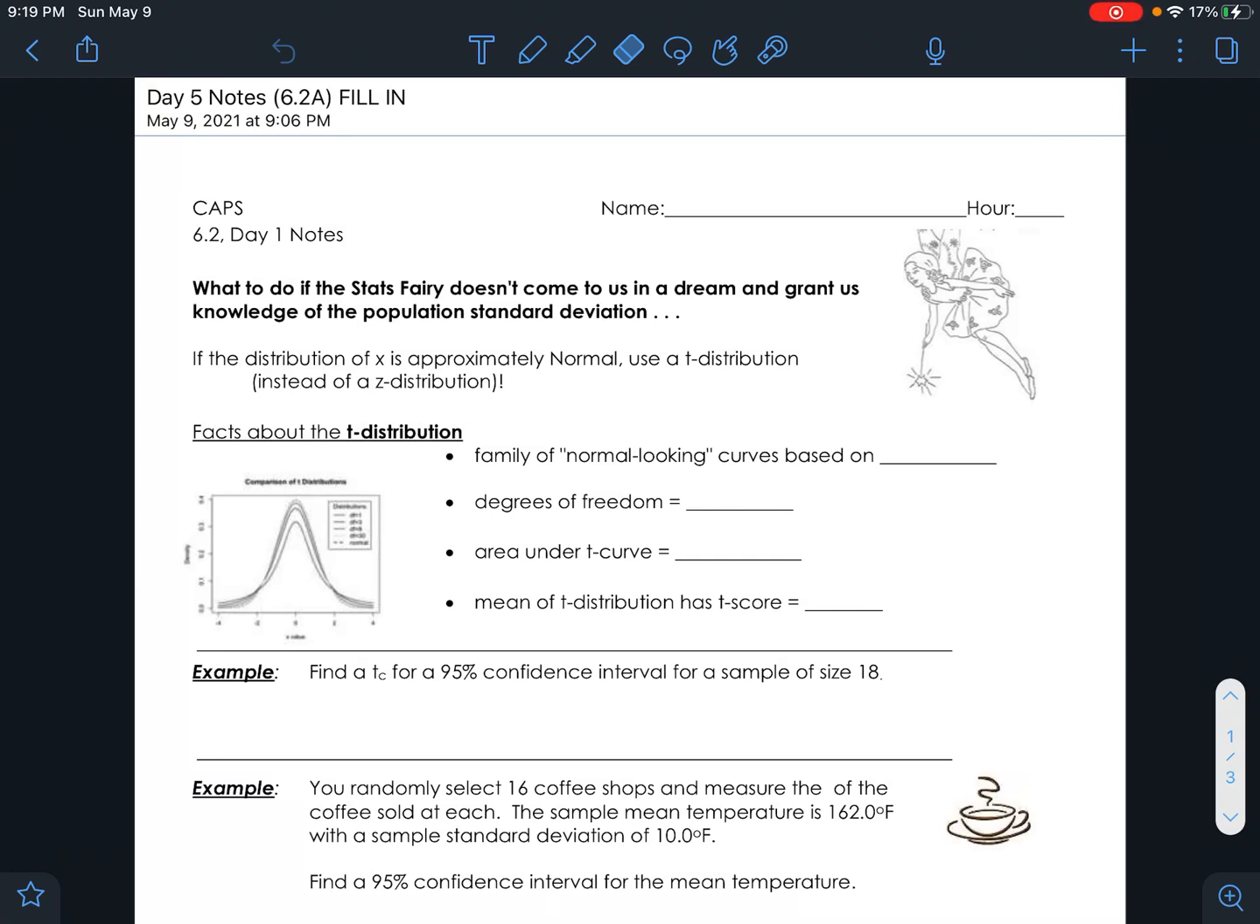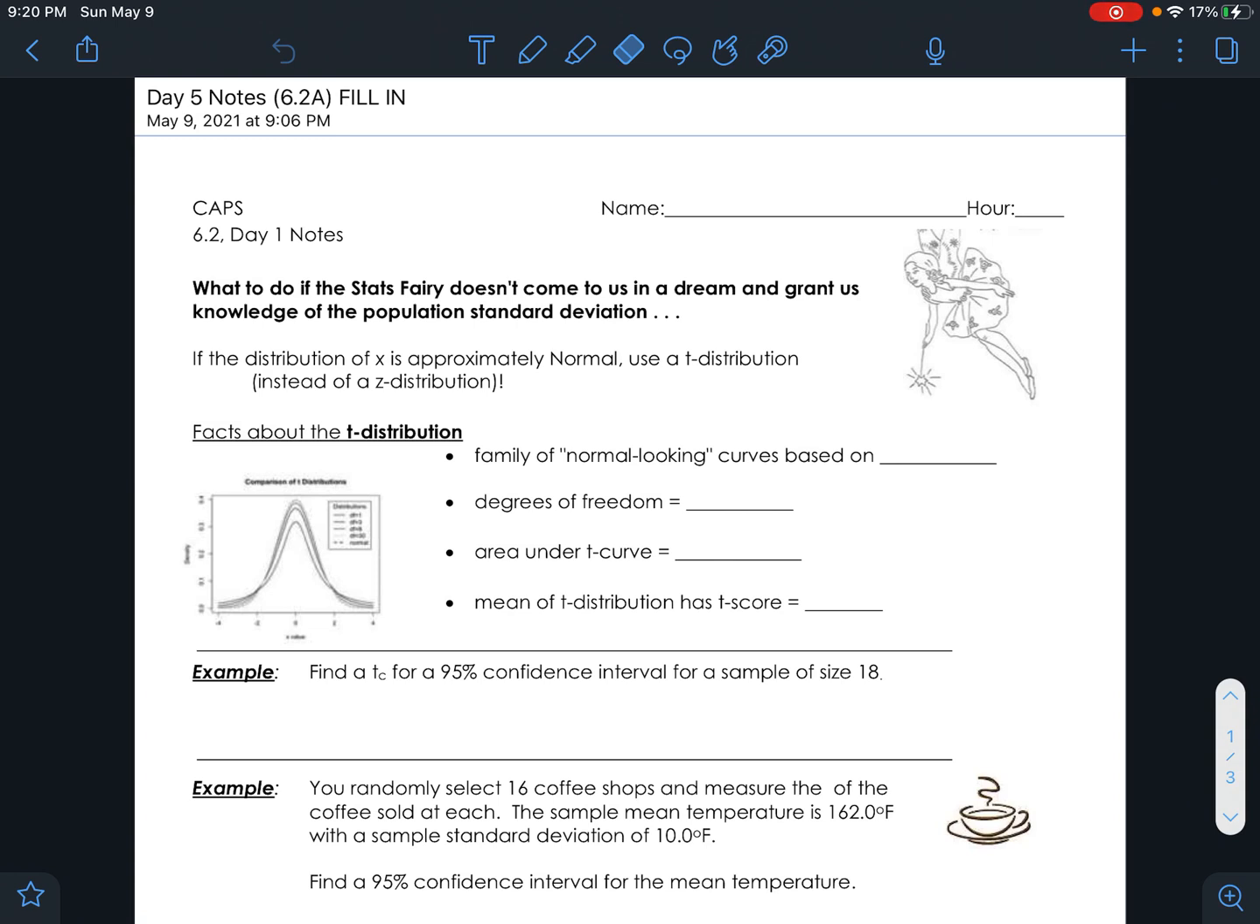Hey guys, in this video we're going to look at lesson 6.2a, or 6.2 part 1. We're going to discuss confidence intervals for the mean with small samples. Just to look back, 6.1 was all about creating confidence intervals for the mean with large samples. Specifically, we were dealing with large samples in which we knew the standard deviation, at least speaking for the first part of that lesson.